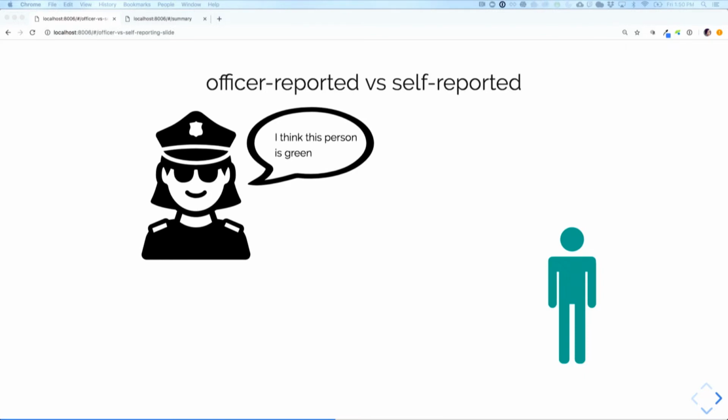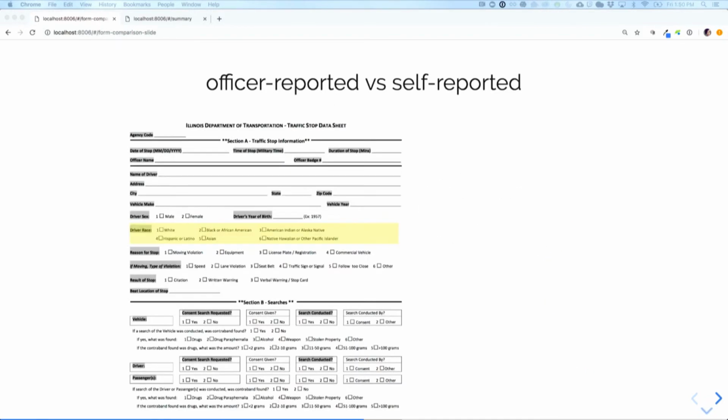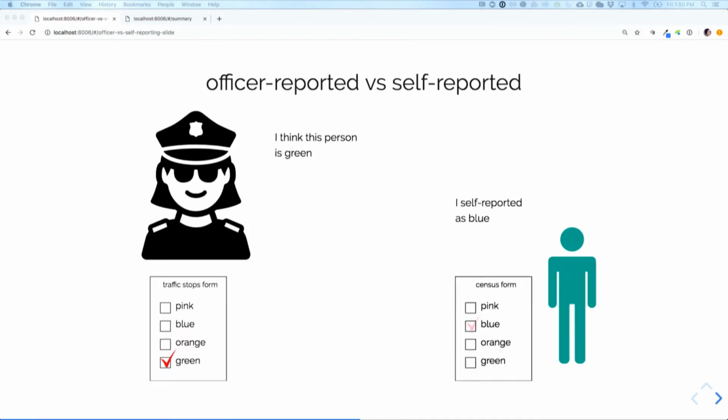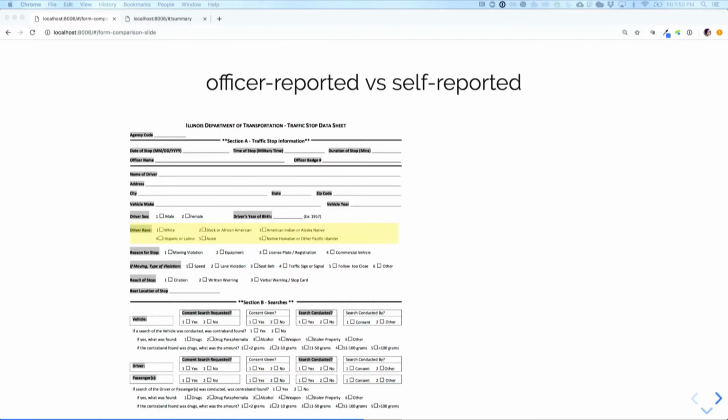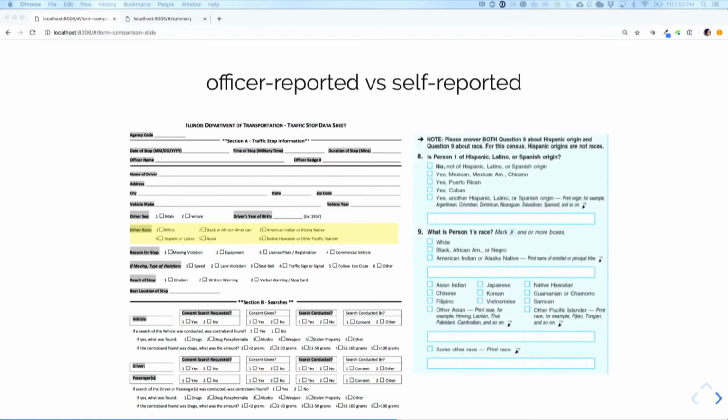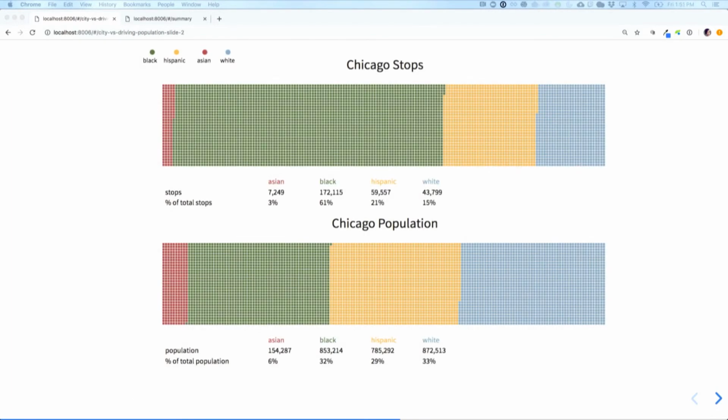The form that the police officer fills out, they guess the race, whereas on the census, that is self-reported. Additionally, on the census, Hispanic is an ethnicity rather than a race. You select whether or not you're Hispanic, and then also a race. On the form that the police officer fills out, it's listed as a race. So that makes it hard to compare too. So we did not do that.